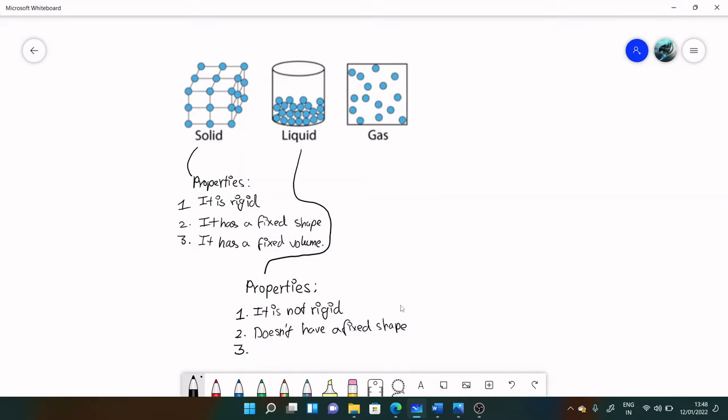Even though you're changing the container with different shapes, the volume doesn't change. It has fixed volume, even though the shape changes. 50 ml of water, wherever it is, will remain 50 ml of water. 50 ml of water won't become 70 or 80 ml of water. That means it has fixed volume.